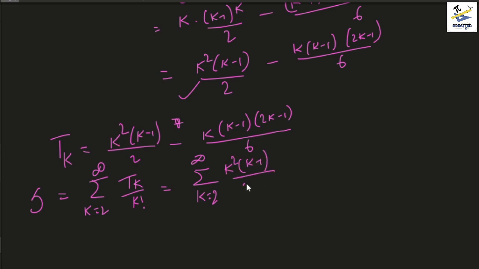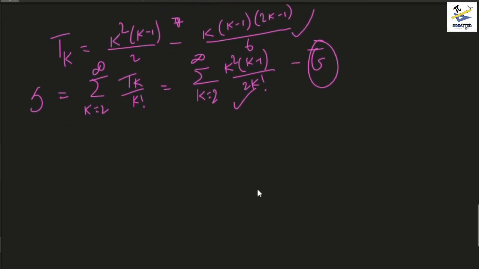Let us just evaluate this one first. k square into (k minus 1) by 2 into k factorial, minus some g, let's say. This one would be g, so let us evaluate this one first. There are two summations. The first of them would be the sum from k equals 2 to infinity of k square into (k minus 1) by 2k factorial. This would give you the k, and k cuts off.